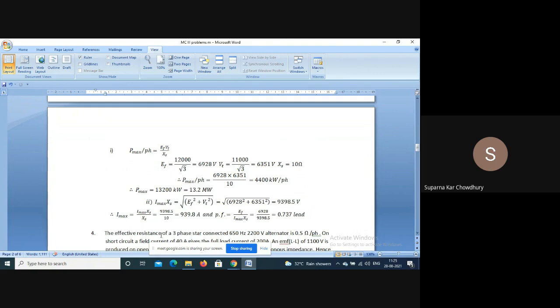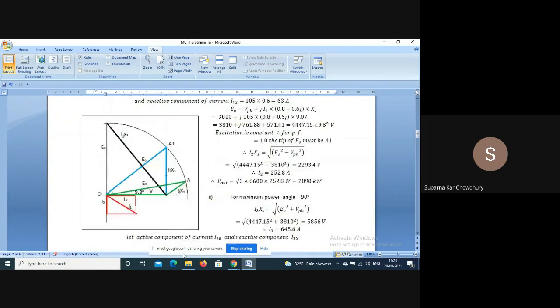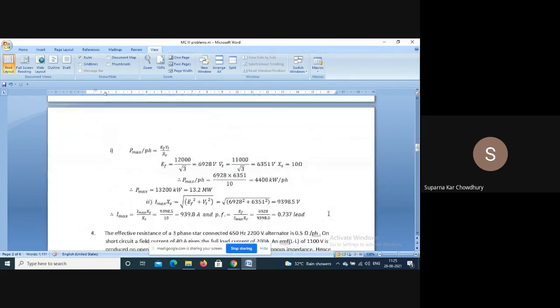Now, corresponding to the previous figure, from here Imax Z is equal to the square root of EF square plus Vt square. So this is the value of Imax Z. So Imax will be 939.8 ampere, and the power factor we can also calculate from here.